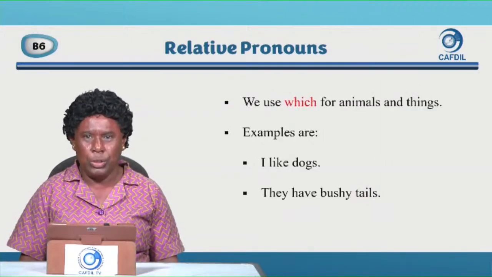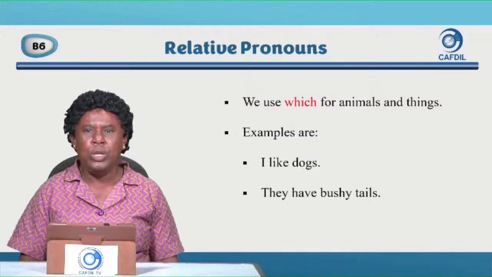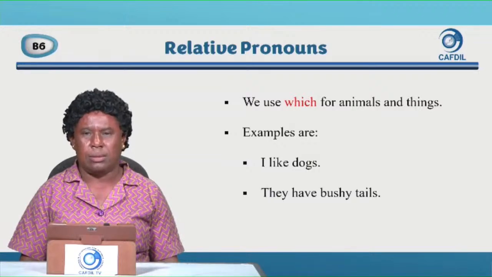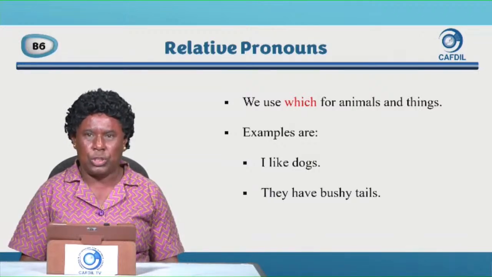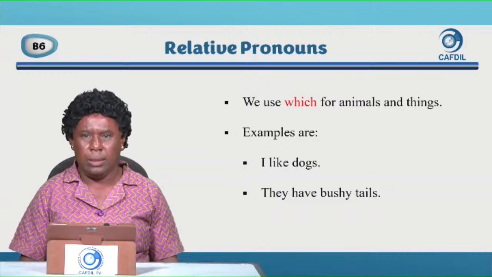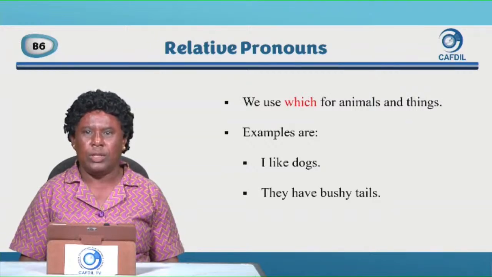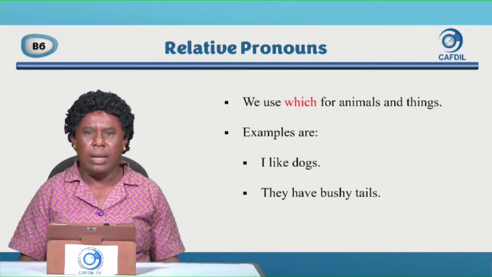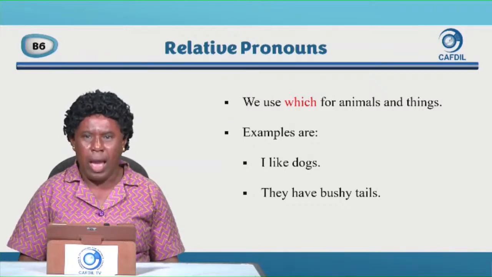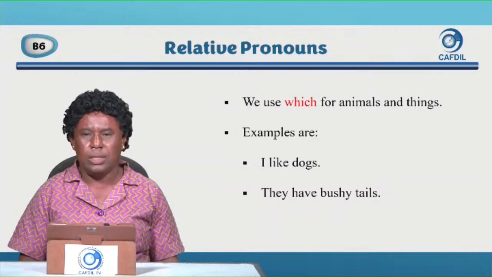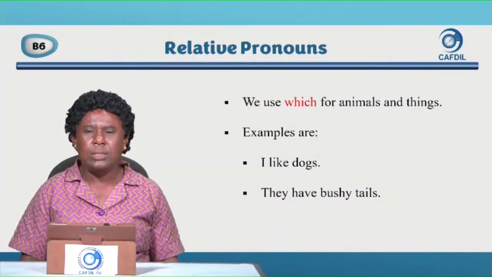Now, we are continuing. Here we use which for animals and things. Let's see some examples. One. I like dogs. They have bushy tails. These are the two sentences. Now let's find the right relative pronoun.